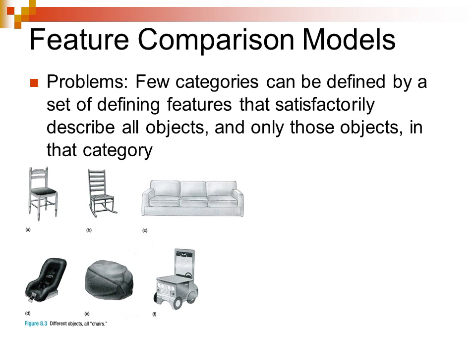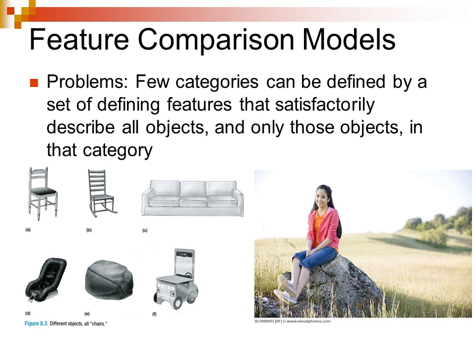That is, do all types of chairs we think of, kitchen chairs, rocking chairs, beanbag chairs, wheelchairs, etc., have all of these features? Moreover, do any items that we wouldn't categorize as a chair actually have all of these features? Well, for example, a rock would have all of the features of chairs that I mentioned. You can sit on a rock, it won't break under your weight, and it would provide support for your body, but humans normally wouldn't categorize rocks as chairs. So again, the problem with feature comparison models is that few categories can be defined by a set of defining features that satisfactorily describe all objects and only those objects in that category.